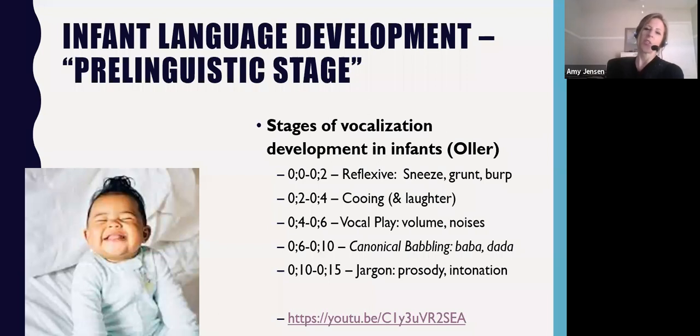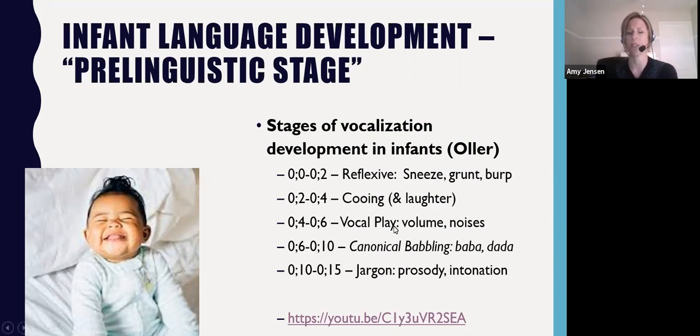Okay. So beginning with infant language development, this starts with what we call the pre-linguistic stage, because babies, of course, don't have language, but they're acquiring speech sounds. And speech sounds are kind of the fundamental building blocks of language, right? So beginning with infants, we take a look at their stages of vocalization development. And I have the list here as was described by Oller.